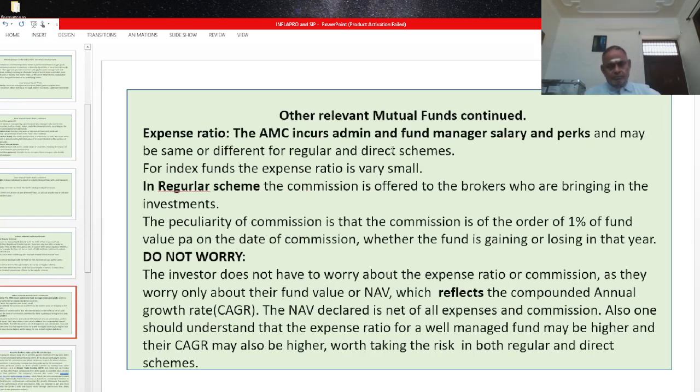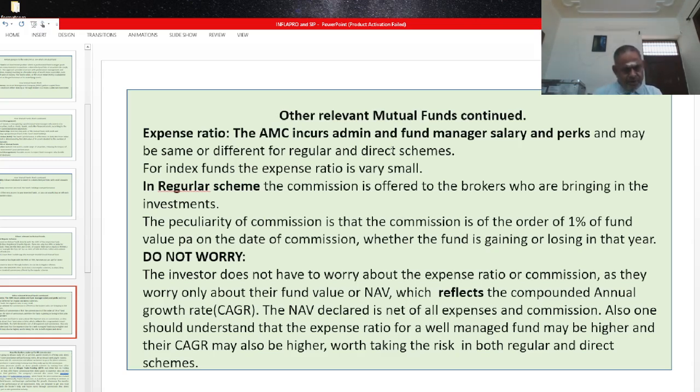Expense ratio. Other relevant factors to mutual funds continue. Expense ratio. The AMC incurs admin and fund manager salary and perks, and also maybe some are different, same or different for regular schemes. For index funds, the expense ratio is very small. In regular scheme, the commission is offered to the brokers who are bringing in the investments. The peculiarity of commission is that the commission is of the order of 1% of the fund value per annum on the date of the commission, whether the fund is gaining or losing in that year.